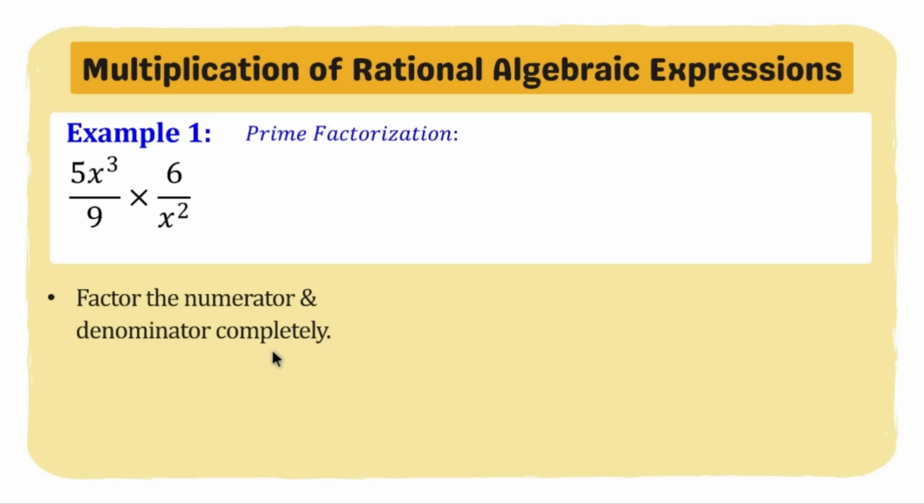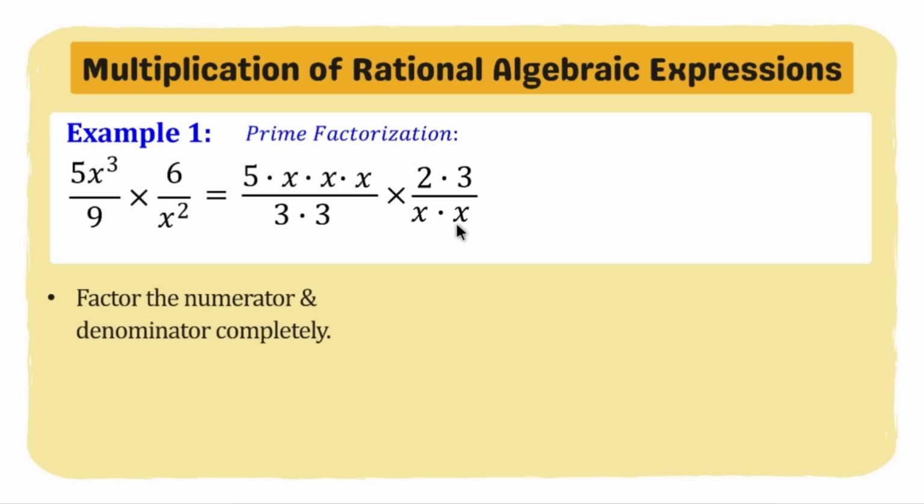So, how do we factor? We can use the prime factorization method. Remember, prime factorization means we have to factor it in its most basic form. We can break it down to the smallest factor that we can have. So, let's have the factors for 5x cube. Ano ba yung factors ng 5x cube? We can have 5 times x times x times x. And then we also have here 9. Anong factors ng 9? We can have 3 times 3. Next one, we have 6. So anong factors ng 6? We have 2 times 3. And then factors ng x squared, we have x times x.